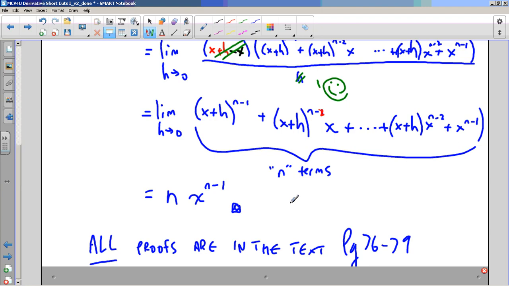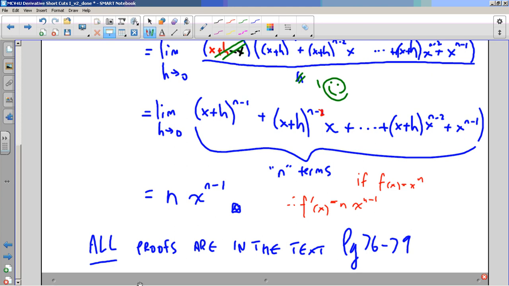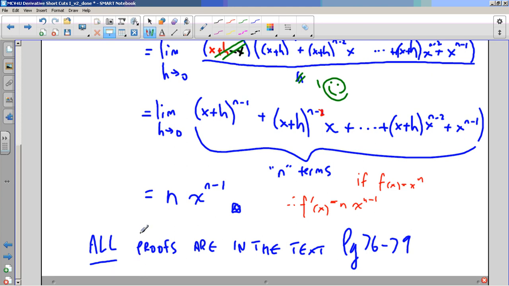And so there I have it. Therefore, f prime of x equals n x to the exponent n minus 1. Notice all the proofs are in the text. And is this a proof? Absolutely. This is what from first principles means, to do these sorts of proofs. This was the last chapter, and it shows up here when we're doing the proofs for this. But pretty much we're almost done with first principles.